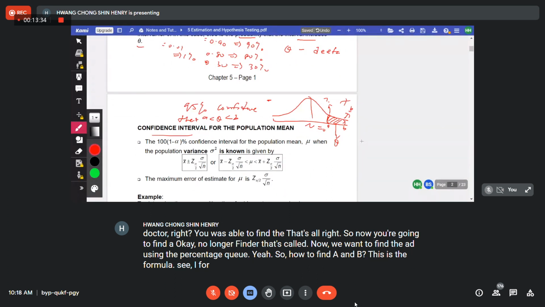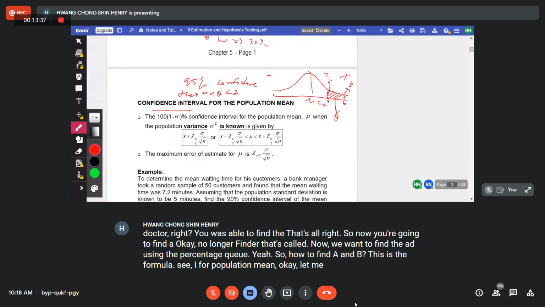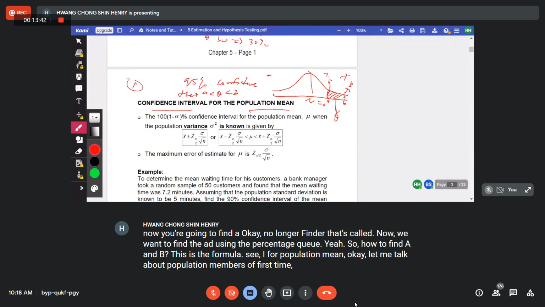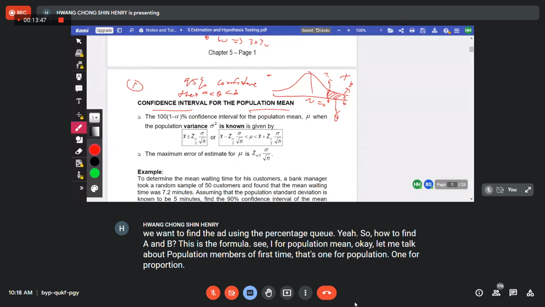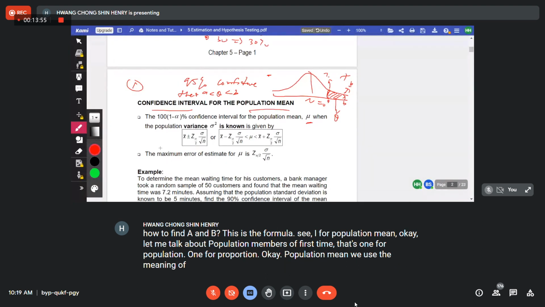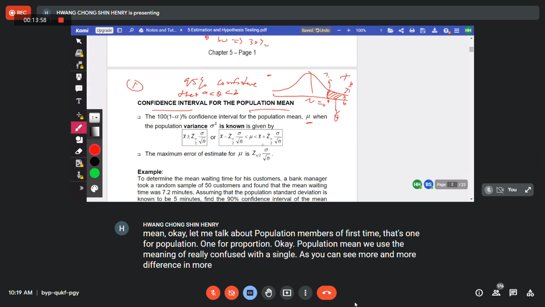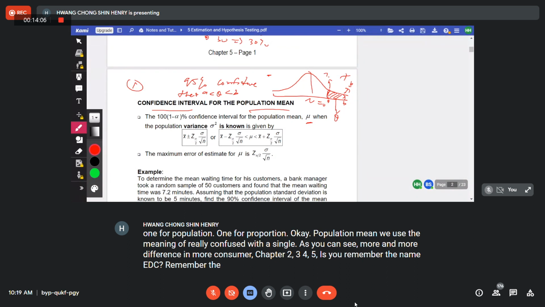CI for population mean. Okay, let me talk about population mean first. There are actually two types: one for population mean, one for proportion. For population mean we use what? Mean, remember this one? Population mean. Don't confuse the symbols. As you can see, more and more different symbols come in, right? Chapter 2, 3, 4, 5. If you don't remember the name, at least remember the face. If you don't remember both, you'll be very confused.